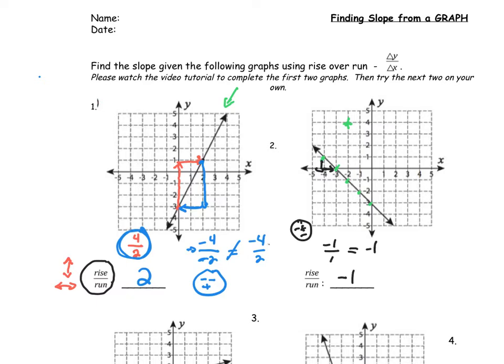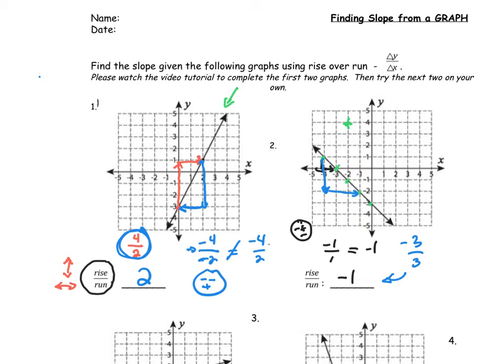Now, we could have started at other points. In fact, I could have started at this same point and gone down 3, which would have been negative 3, and right 3, which is a positive 3, and that would also reduce to negative 1.